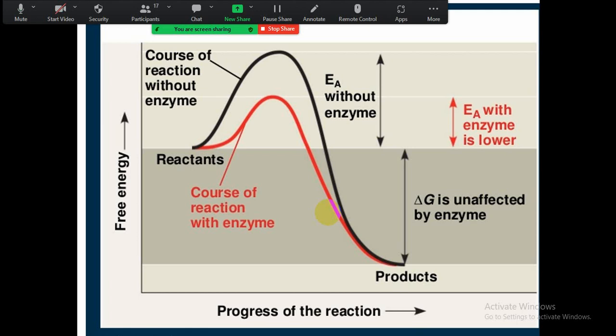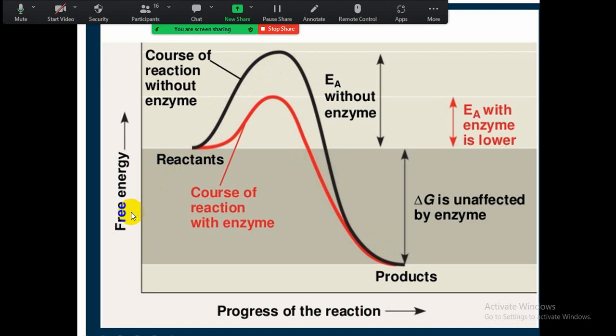Okay, can you all see this slide? Yes, sir. Okay, so the slide is showing a graph comprising two curves. The red curve is for enzyme catalyzed reactions, and the black curve is for uncatalyzed reactions, or non-enzyme catalyzed reactions.